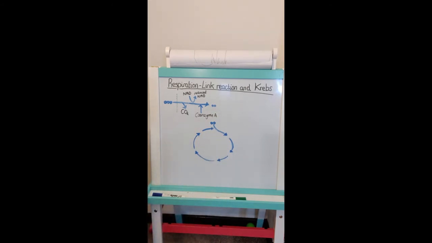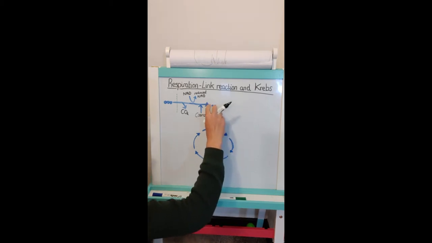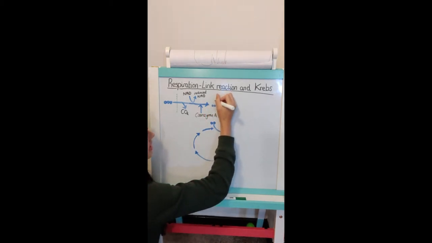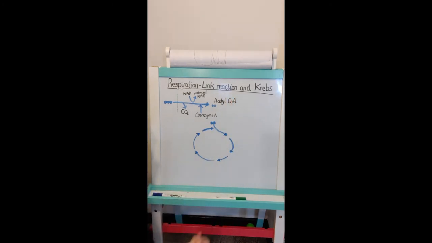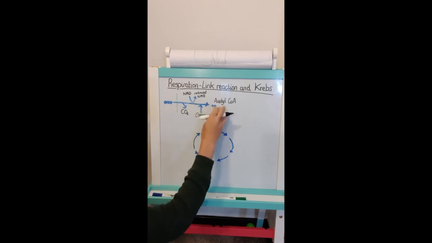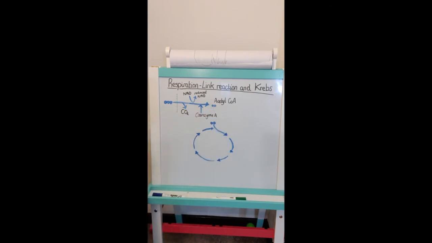So what we have now is the molecule at the end is acetyl coenzyme A. So acetyl CoA output. So there's acetyl coenzyme A. And that's now the molecule that is at the end of the link reaction. So the link reaction starts with pyruvate from glycolysis, ends with acetyl coenzyme A, and that is the molecule that is going to be entering the next stage, which is the Kreb cycle.